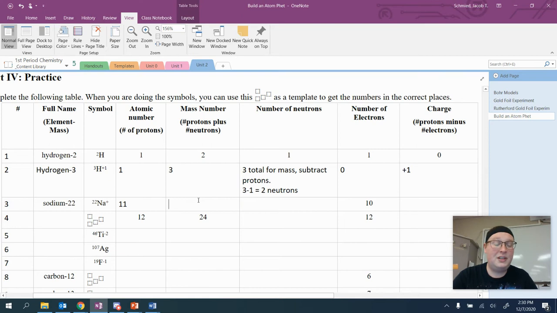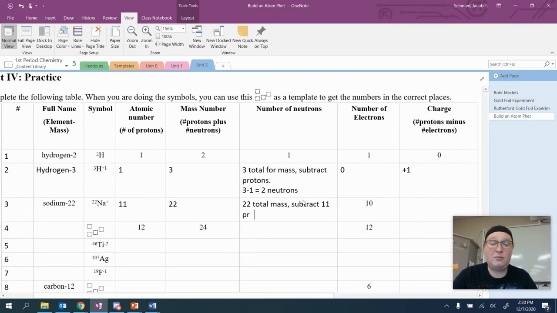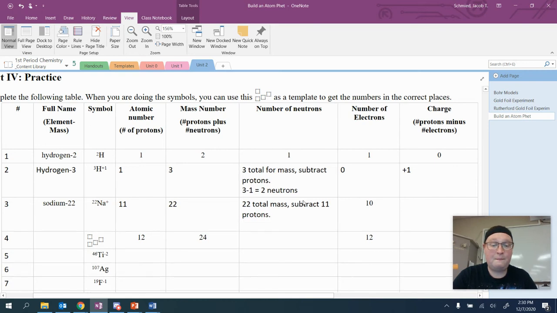The mass number is given to me in the symbol or in the name. The mass number is 22. And then to figure out my number of neutrons, just like I did before, I have to subtract. I know that it's 22 total mass. Subtract 11 protons, and I get 11 neutrons out of that.